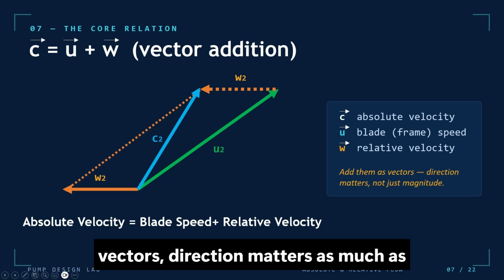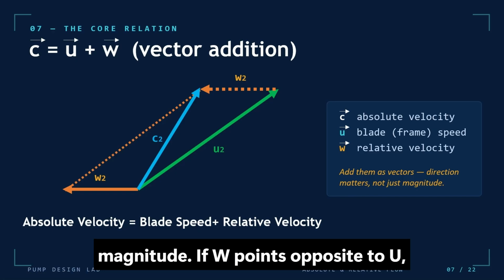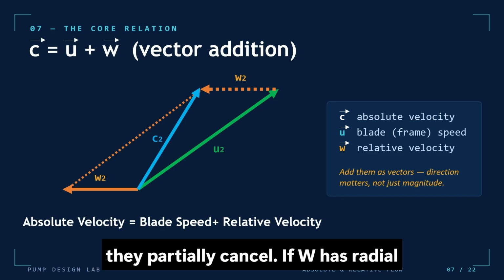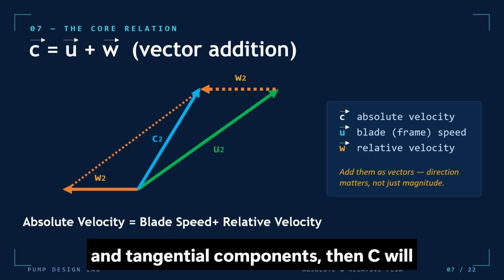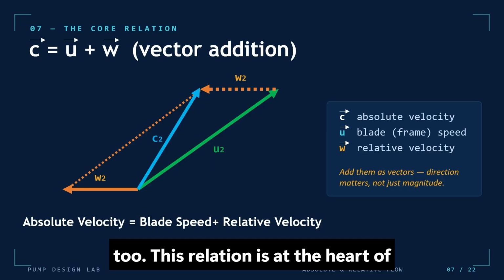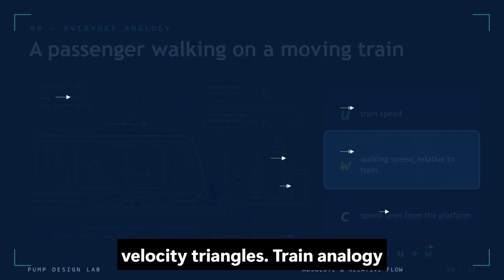Because these are vectors, direction matters as much as magnitude. If W points opposite to U, they partially cancel. If W has radial and tangential components, then C will too. This relation is at the heart of velocity triangles.